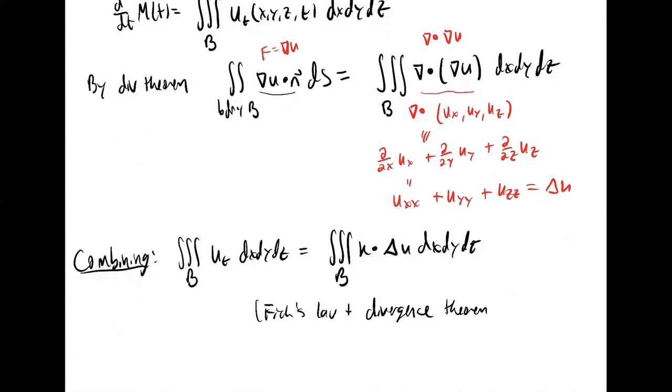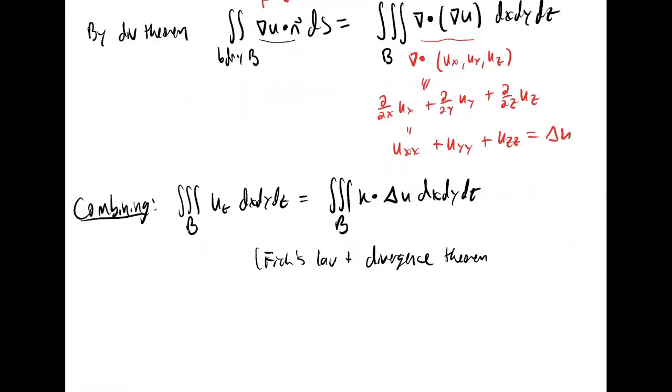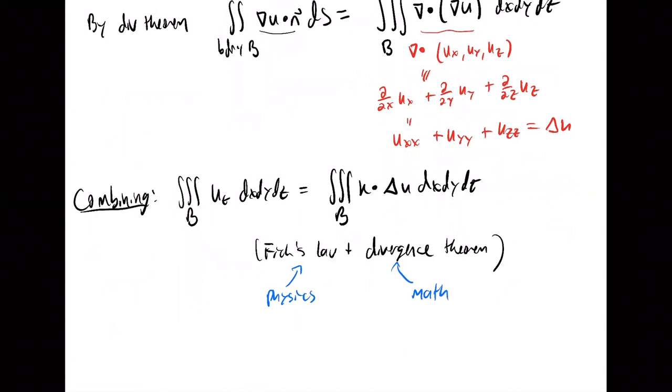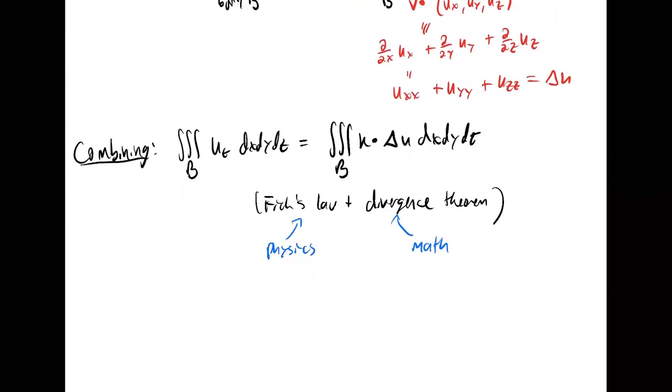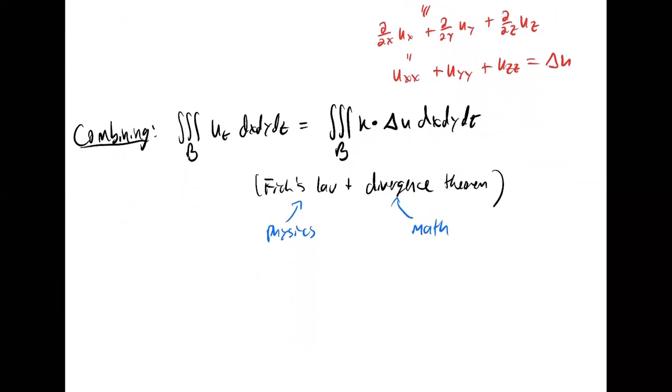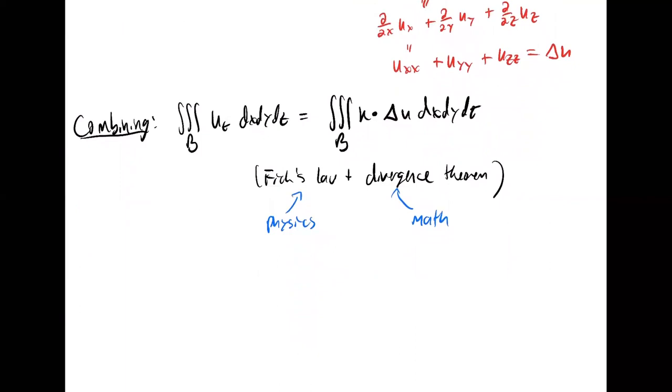Over here we have a little bit of Fick's law, which is something coming from pure physics. And then the divergence theorem is something that's just pure math. And so, well, what am I going to do now? Let me subtract the term on the right and bring it over to the other side.